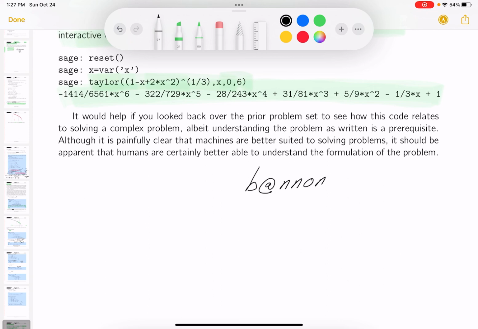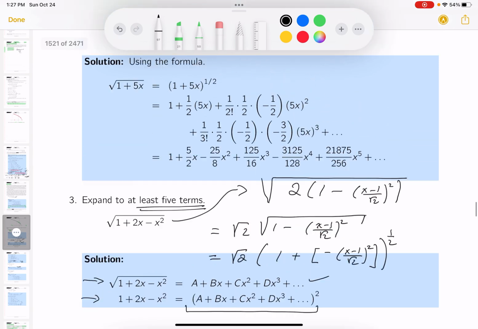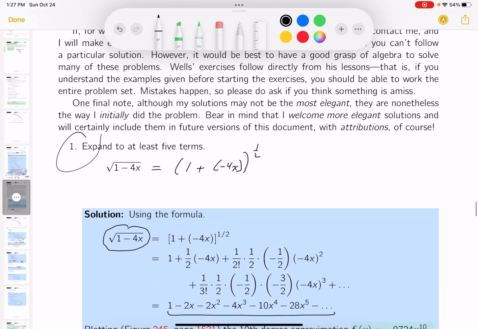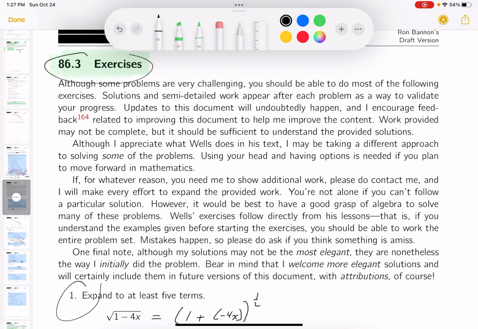What's my email address? The B as in boy, the @ symbol, NNON.US. All right, that's my email. What could you tell me? Well, if you're in this section over here, and if you're doing problem number 1, but don't give me the page number, by the way. Just simply say, oh, I'm in section 86.3. Someone says, why don't you use the page number? Page numbers change. The sections aren't going to change, though. These sections are cut in stone.